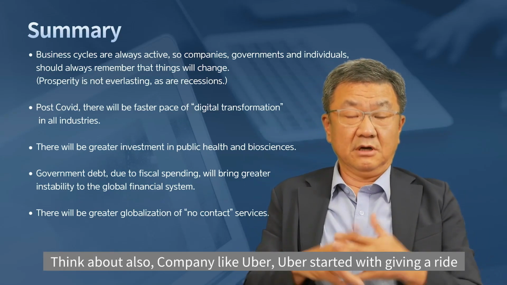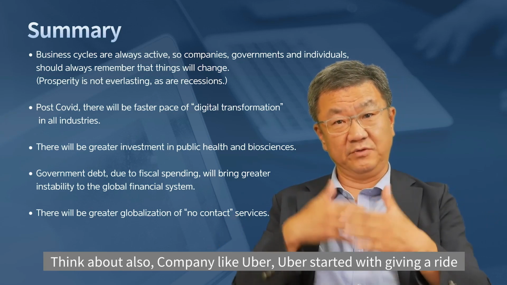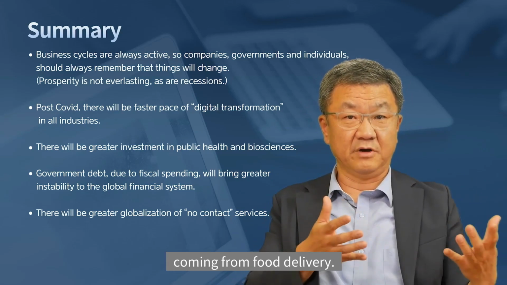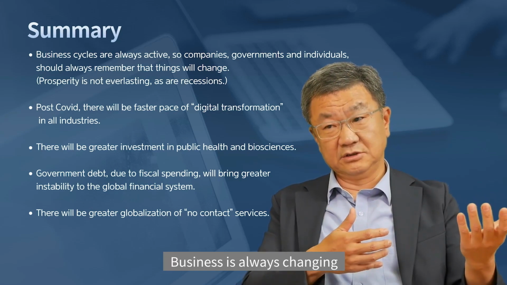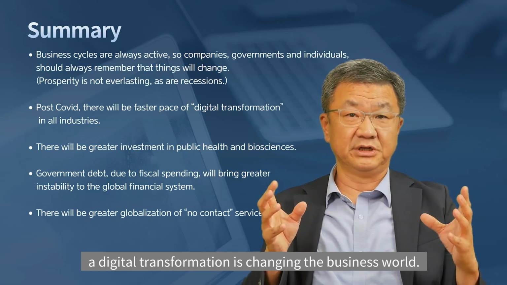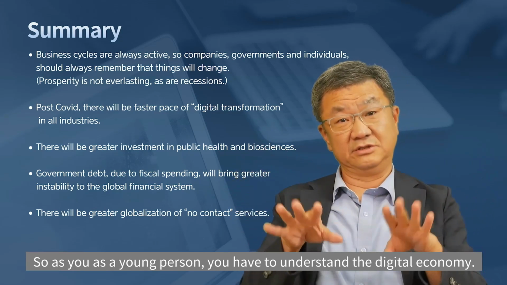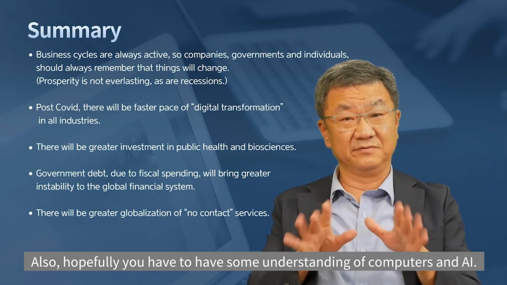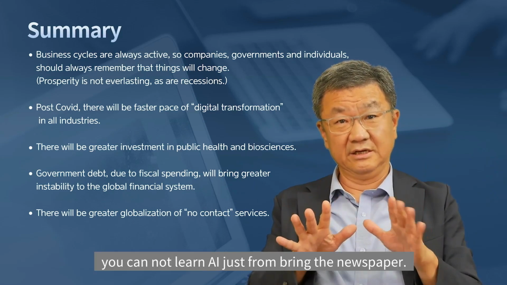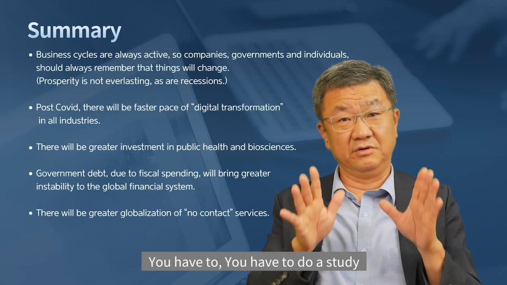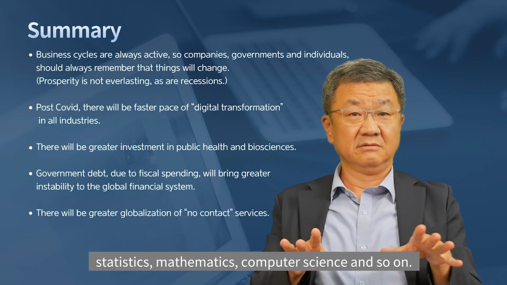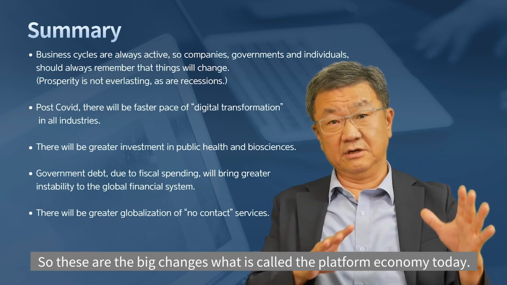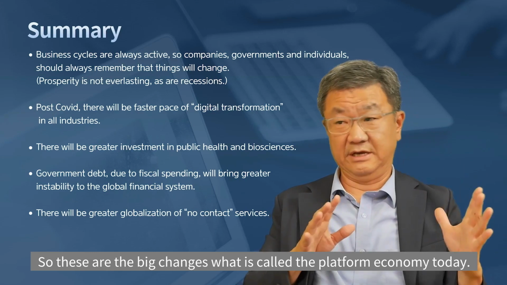Think about a company like Uber. Uber started with giving rides, but now they have a very big portion of their revenue coming from food delivery. So business is always changing, and digital transformation is changing the business world. So as a young person, you have to understand the digital economy. And also, hopefully, you have to have some understanding of computers and AI. It's not easy. You cannot learn AI just from reading a newspaper. If you want to do AI, you have to study statistics, mathematics, computer science, and so on. So these are the big changes, what is called the platform economy today.